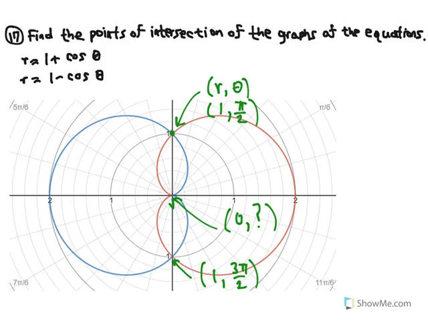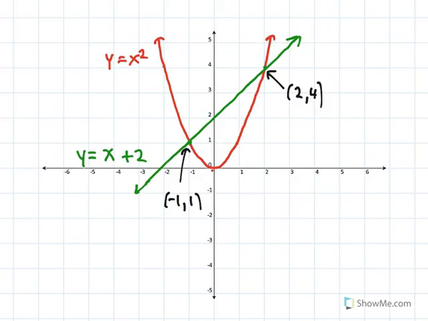And let's think about how we found coordinates of points of intersection with graphs of rectangular equations. Suppose we have the parabola given by y is equal to x squared, shown here in red, and the line given by the graph of y is equal to x plus 2, shown here in green. Now on the graph we can see that there are 2 points of intersection, and they are marked as negative 1, 1, we'll call that point A, and 2, 4, we'll call that point B.